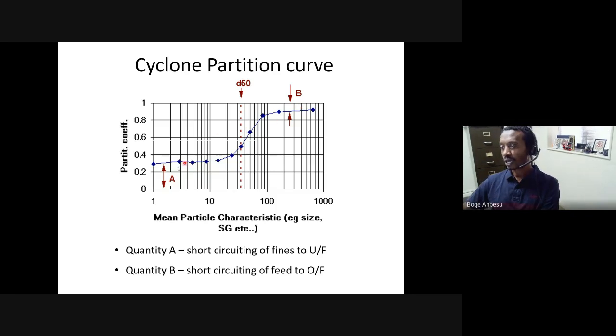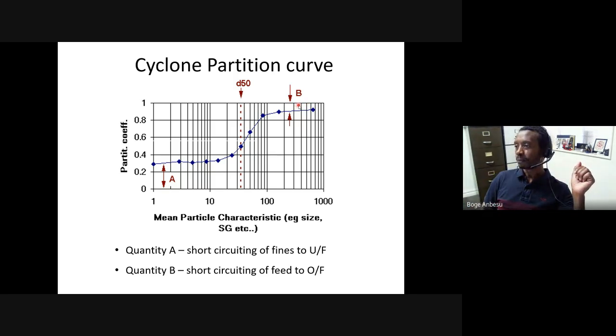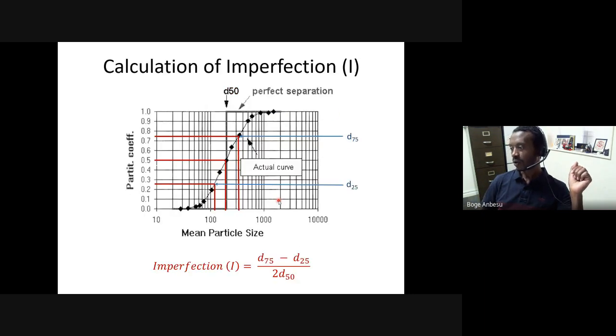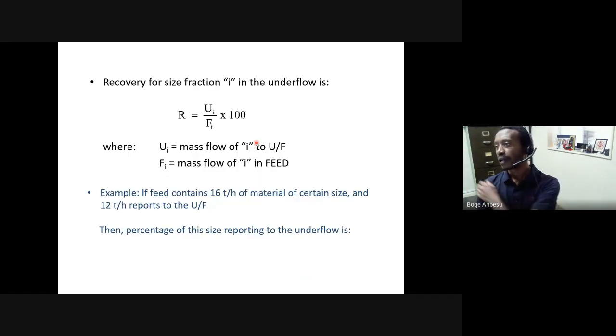So these are how we can calculate. So obviously, the higher this is, the poorer the classifier performance is. As you bring this one down, okay, if the curve goes close to 0 around here and close to 100 around here, then you have a reasonably efficient classifier. Okay, so I also showed you this formula, how we can calculate imperfection. Basically, it tells you whether a classifier is efficient enough or not.